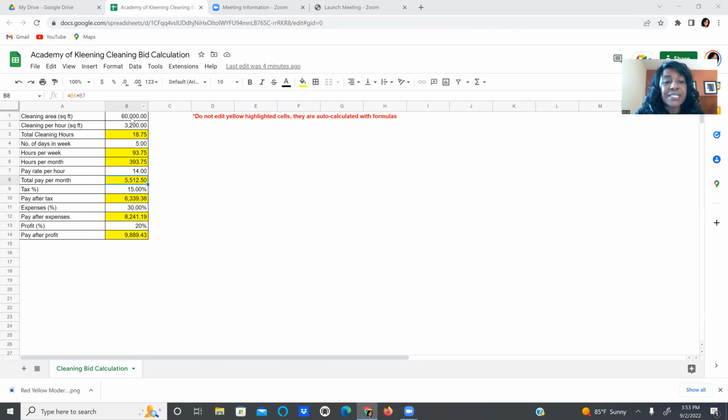So let's say I've got 60,000 square feet. I'm going to say the average person can clean 3,200 square feet, basic clean. I now already know it's going to take 18.75. I just put in the 60,000, hit enter. And let's say it's going to take them 2,400 hours to clean it. That lets me know my total cleaning is 25 hours. I want them to do 5 days a week, which you can see. That lets me know it's going to take 125 hours a week.